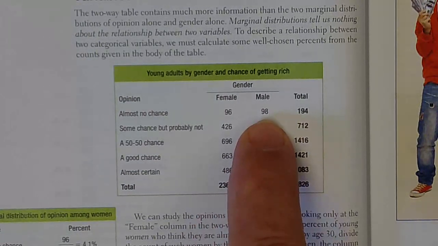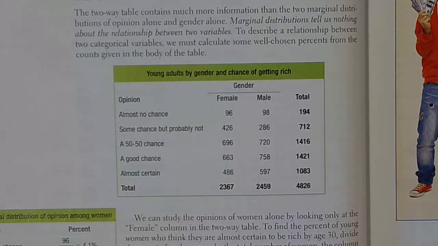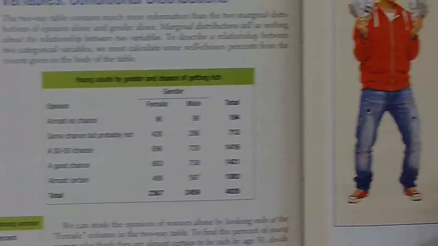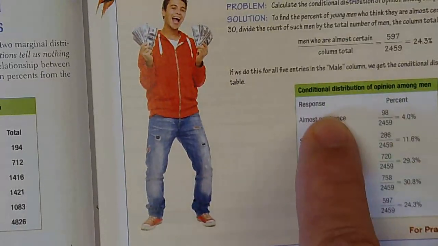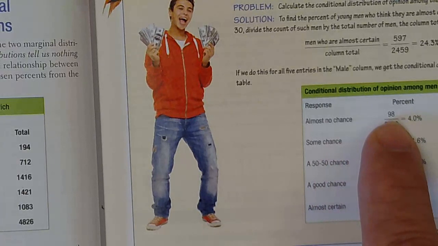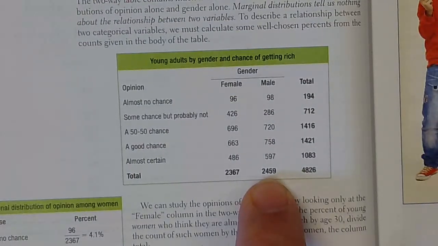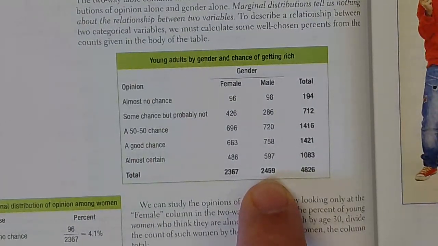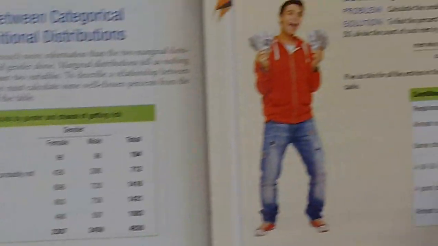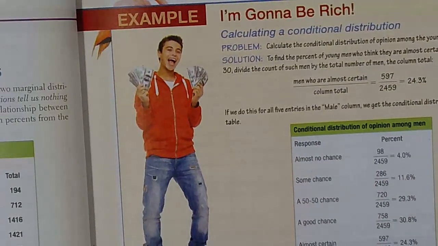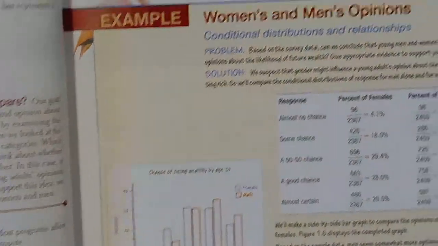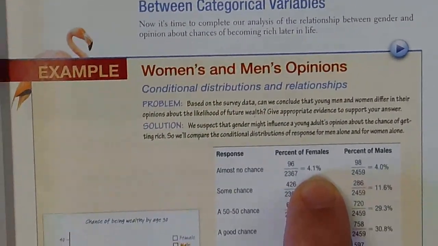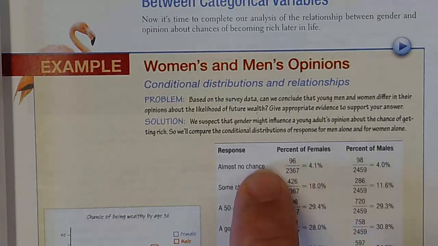So if we break it down by percentage, then for almost no chance, if we look over here at the male column, they had 98 out of the total males. We broke it up by gender, that's the condition. So they were at 4%. Well, what about females? If I flip the page, females were 4.1%. So actually they were slightly higher in that response when you put it in perspective. So don't be fooled by the counts. You shouldn't compare those. We should compare the percentages.